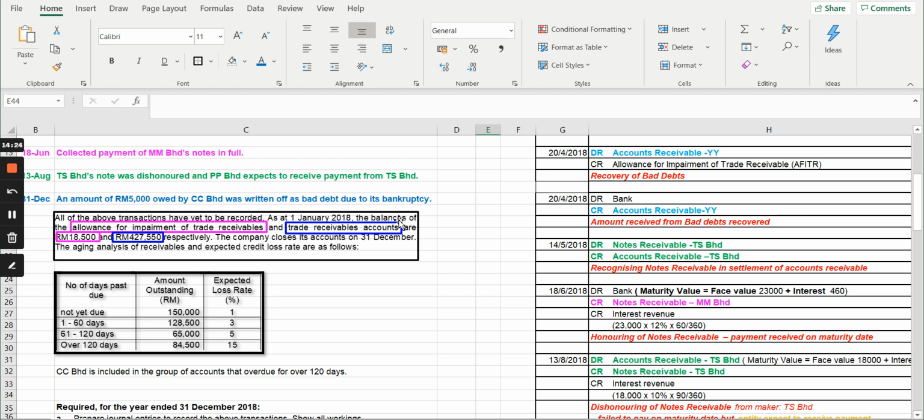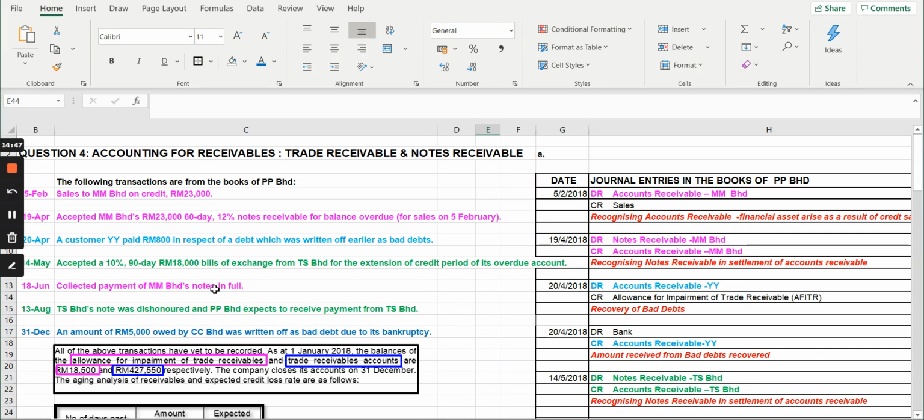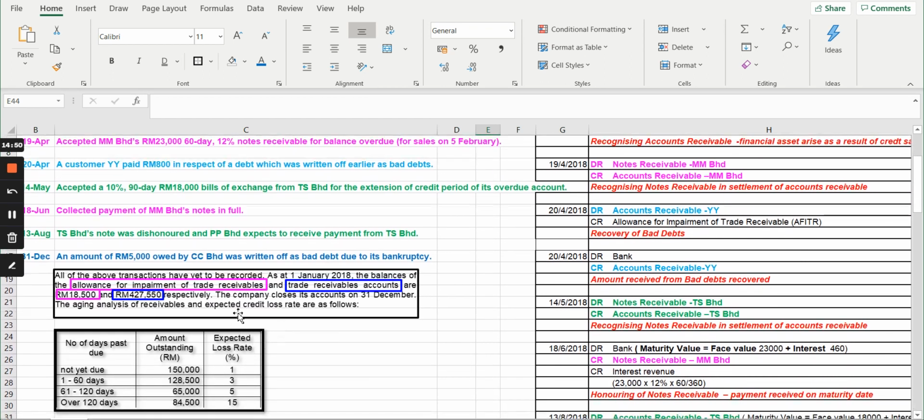As at 1st of January 2018, you are given the balances. The allowance for impairment balance of 18,500 is a credit balance. There is also a trade receivable balance of 427,550 at the beginning of the year, before taking into consideration all these transactions. So this is the beginning balance. The company closed its account on 31st of December, which was the reporting date, and now we are on 31st of December 2018 to close the account.